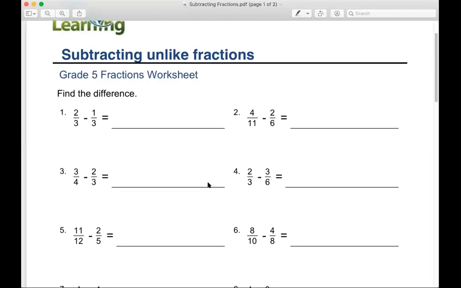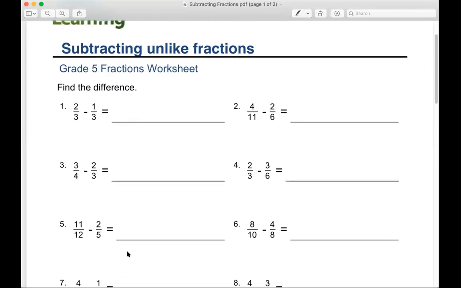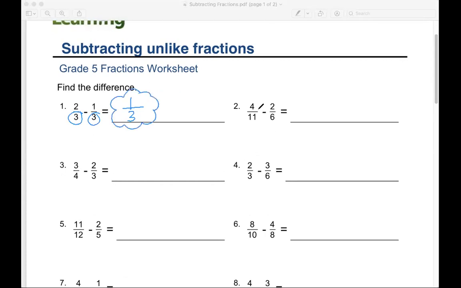All right, so here we go, subtracting unlike fractions. Common denominator, hey, look at number 1, it already has common denominators, right? So there's nothing to adjust, there's nothing to change. What would 2/3 minus 1/3 be? 1, keep the denominator, third. That one's done. Yay, that one was easy.